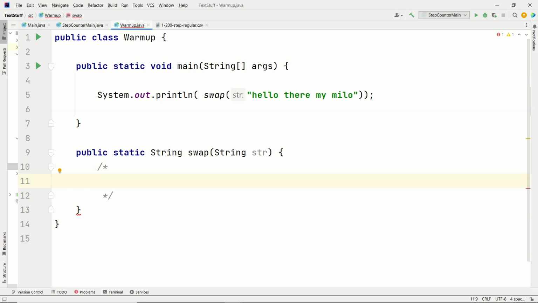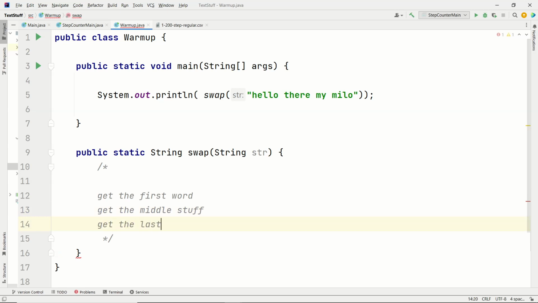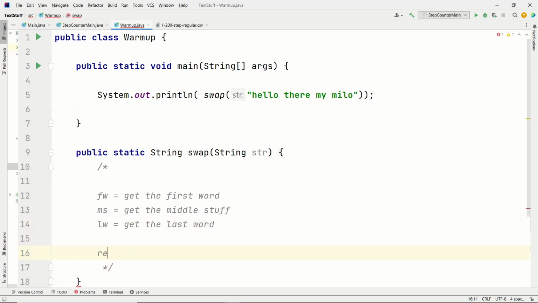So when you're solving things in tests, it's a good idea to have some strategy, and you can write it down in pseudocode if you want. My kind of strategy is: get the first word, get the middle stuff, get the last word. If I can do those three things, let's call them first word, middle stuff, and last word. These are terrible variable names, by the way. Then I could return last word plus middle stuff plus first word.